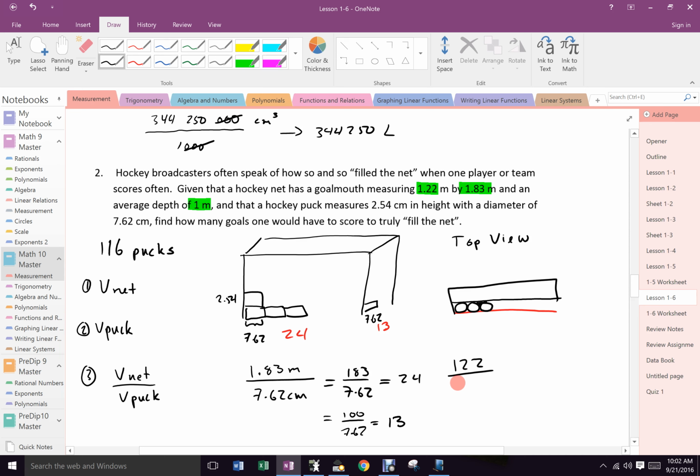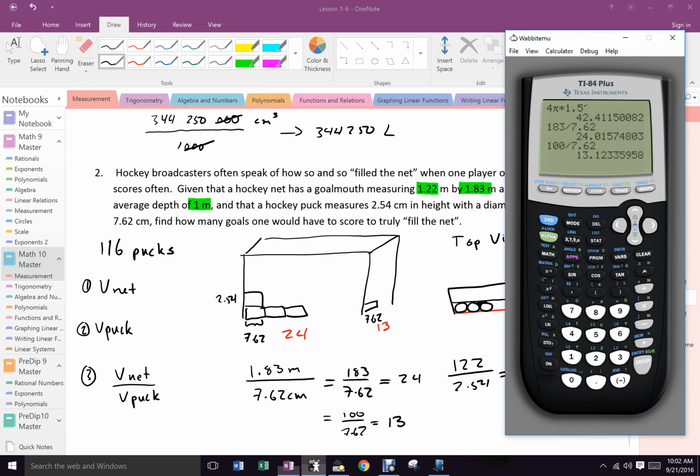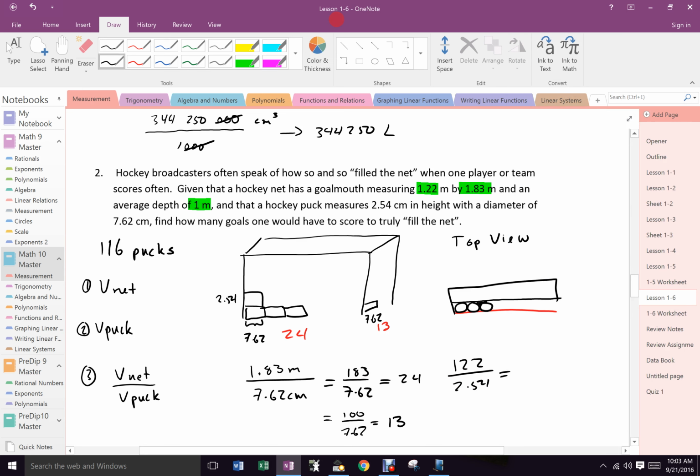122 divided by what? 2.54 to get? 122 divided by 2.54. 48 pucks up and down.